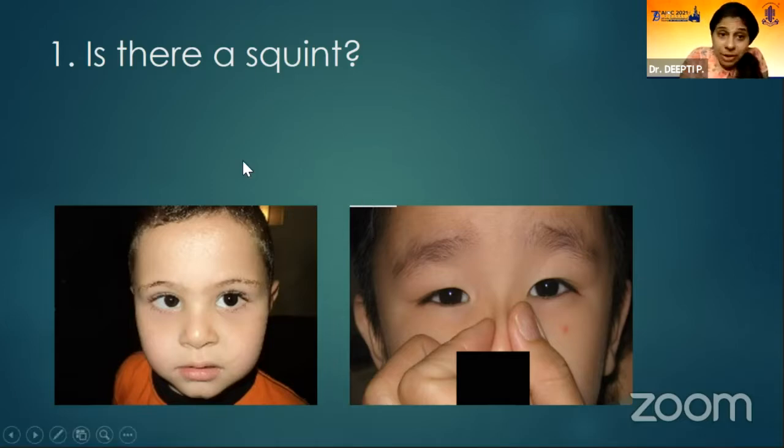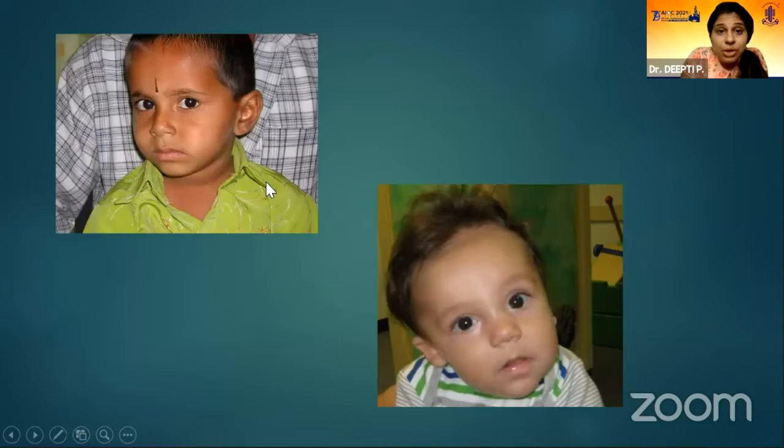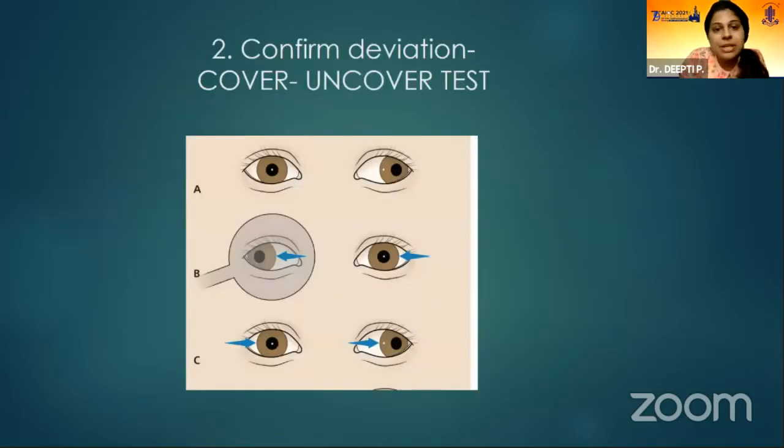The other aspect of why it is important is that many times the children do present to us with abnormal head postures. We feel there is no squint, but in these cases, we need to correct the head posture, assess the squint, and then maybe the squint starts to manifest. So both ways are possible. There is a squint we don't see, or there is no squint and we start seeing one. And then we need to confirm by doing a cover uncover test.